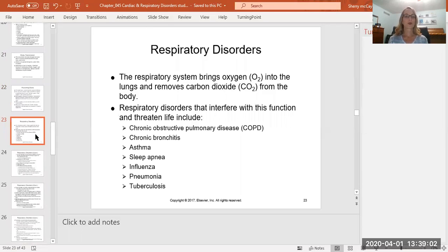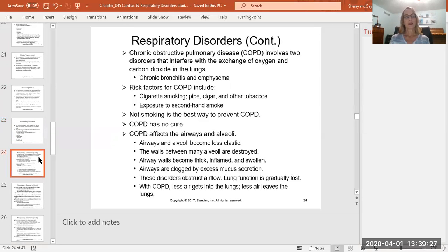The respiratory disorders. The respiratory system brings oxygen into the lungs and removes carbon dioxide from the body. Respiratory disorders that interfere with this function and threaten life include COPD, chronic bronchitis, asthma, sleep apnea, influenza, pneumonia, and tuberculosis. Chronic obstructive pulmonary disease, or COPD, involves two disorders that interfere with the exchange of oxygen and carbon dioxide in the lungs: chronic bronchitis and emphysema.